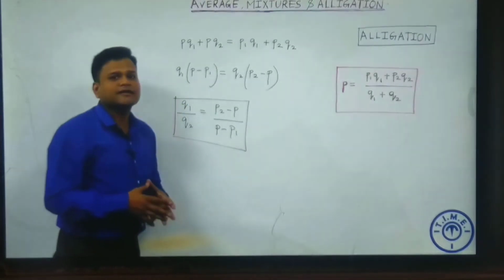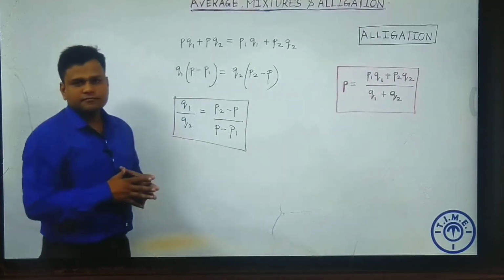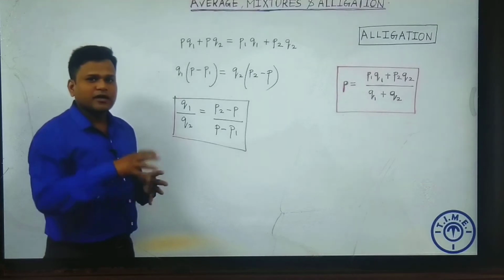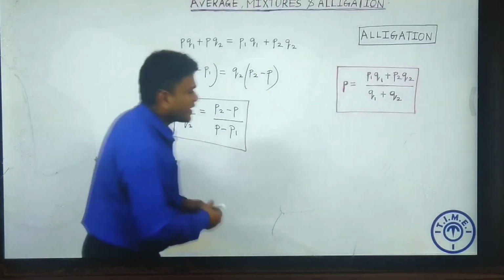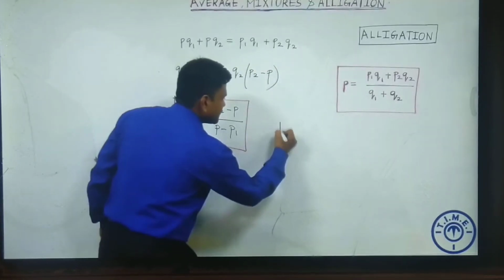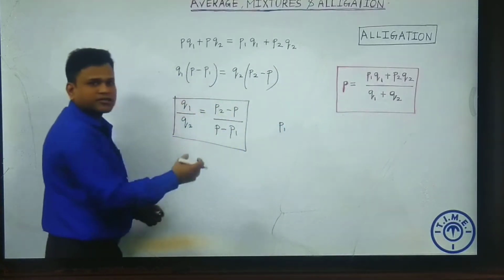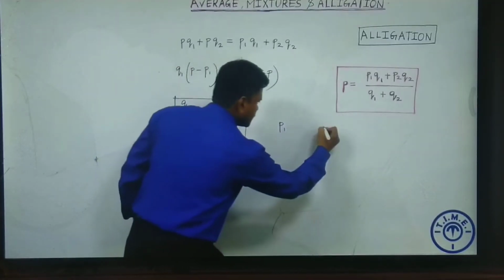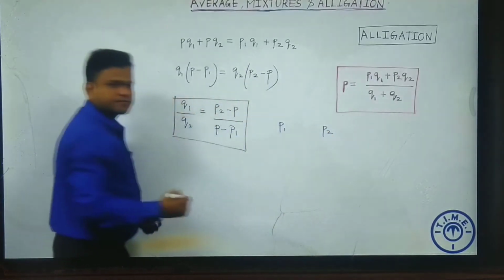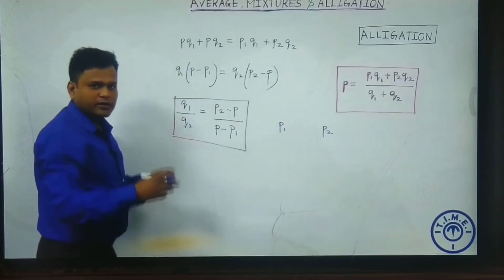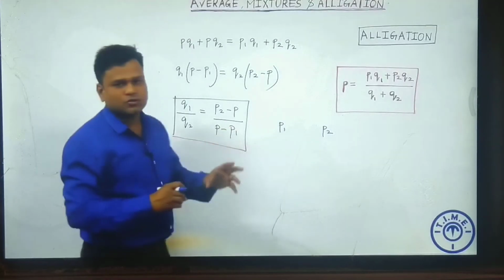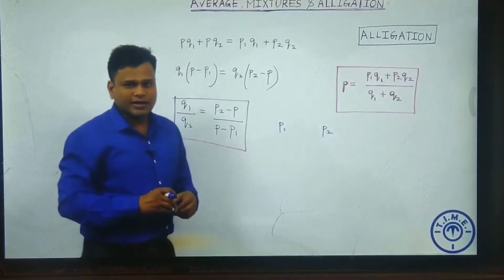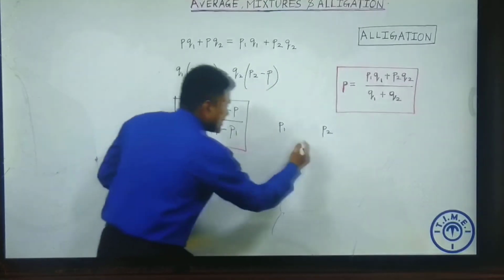Many a times you'll see that this entire thing can be represented in the form of a diagram. And when we want to put it in the form of a diagram, this is what happens. For any variety, let's say this is the price P1. We take the second variety, which is P2. Now, what is the average? We never say that the average is going to be P1 plus P2 by 2. That's what we have seen earlier as well. This is the average P.